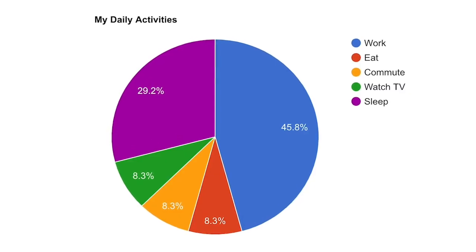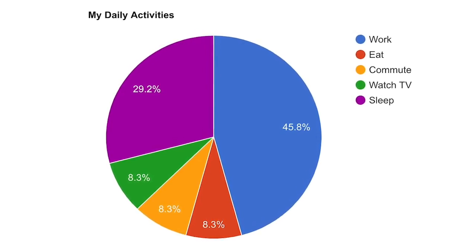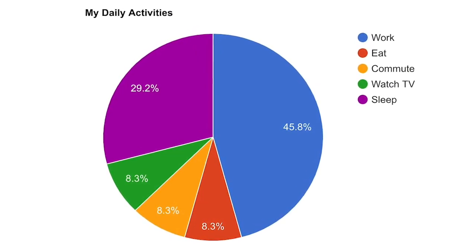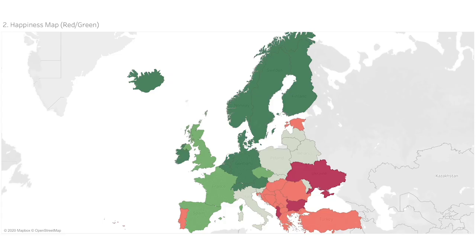From a quick scan, you can easily tell which activities make up a good chunk of the day in this pie chart and which ones take up less time. Earlier, we learned how maps help organize data geographically. The great thing about maps is they can hold a lot of location-based information, and they're easy for your audience to interpret. This example shows survey data about people's happiness in Europe.